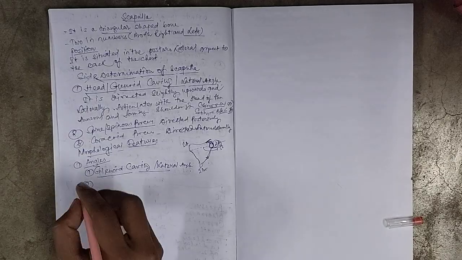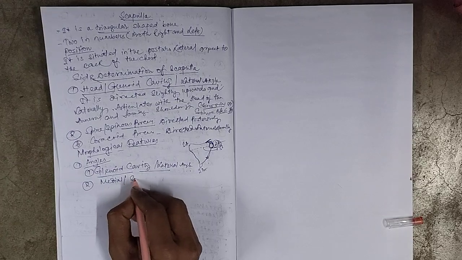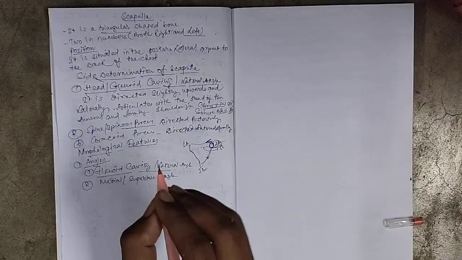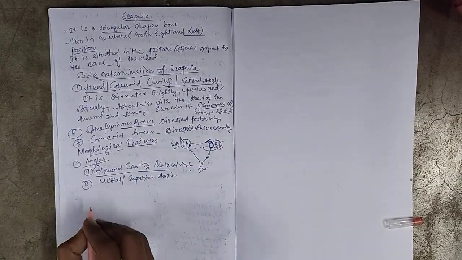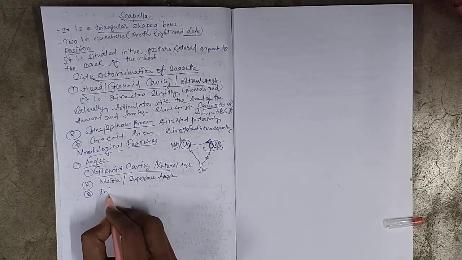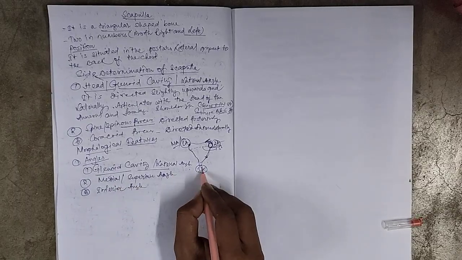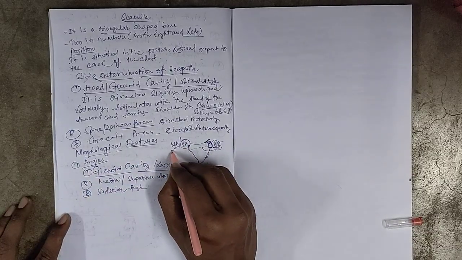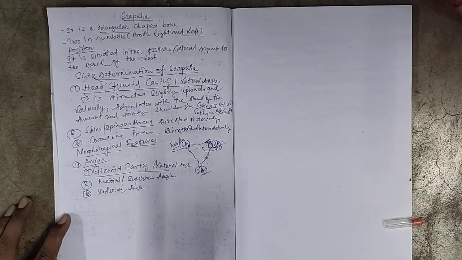Number 2, that is the medial or superior angle. So this angle is the superior angle or medial angle. Number 3, that is the inferior angle. So these are the three angles. One is superior or medial angle, one is inferior angle, and one is lateral angle or glenoid cavity.